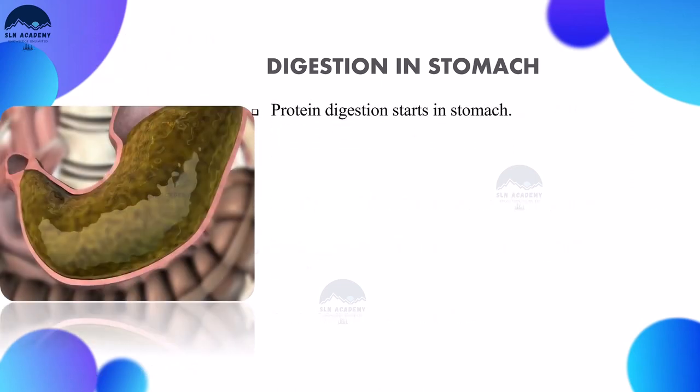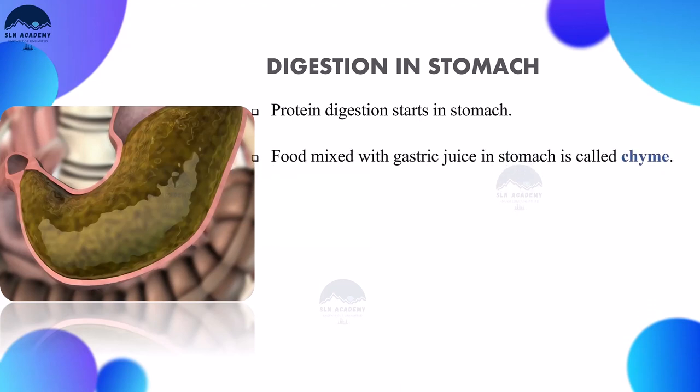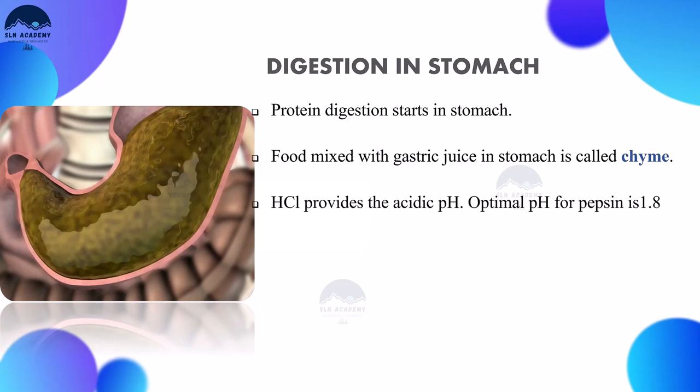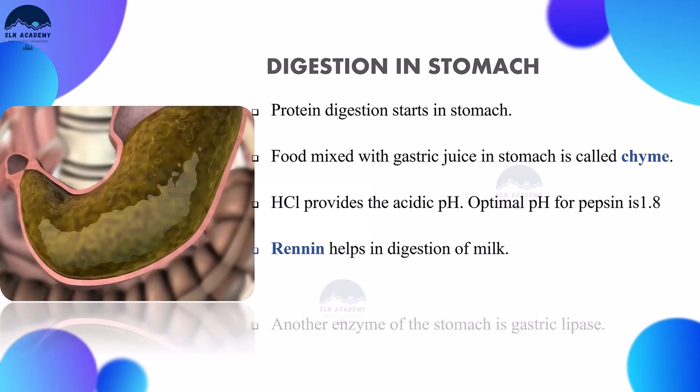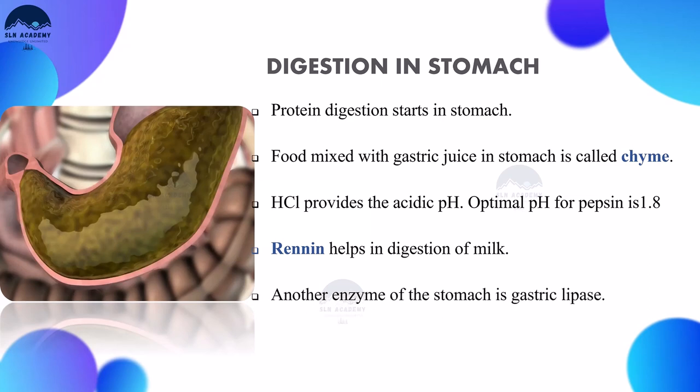Protein digestion starts in stomach. Food mixed with gastric juice in stomach is called chyme. Hydrochloric acid provides the acidic pH. Optimal pH for pepsin is 1.8. Renin helps in digestion of milk. Another enzyme of stomach is gastric lipase. Gastric lipase acts best at pH of 5 to 6.